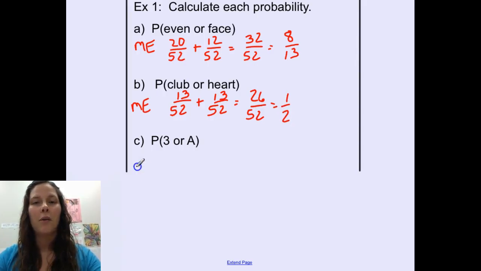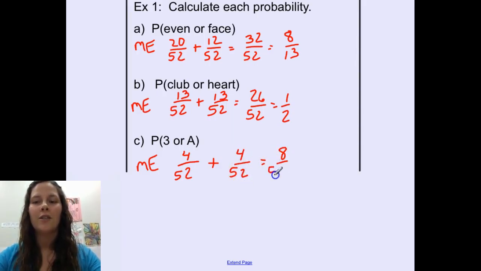And finally, we have the probability of a 3 or an ace. Can you pull one card out of a deck that is both a 3 and an ace? Nope, so these are mutually exclusive again. We have 4 3s out of the 52 cards, 1 3 in each suit, and we have 4 aces, 1 ace in each suit, for a total of 8 out of 52. Simplifying and dividing them each by 4, we get 2 out of 13.